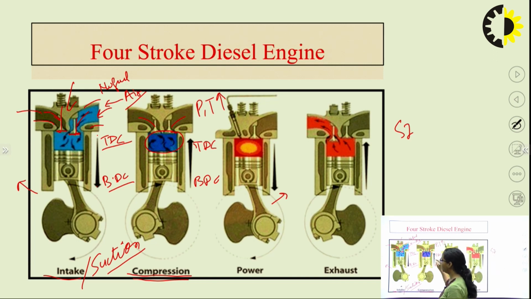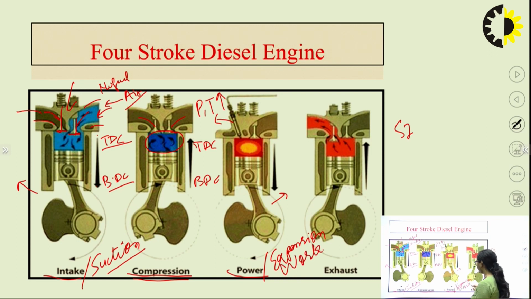Now as the end of compression is reached, it comes to the third stroke, that is the power stroke, or we generally call it the expansion or working stroke. Now a fuel injector is provided in the CI engine. Remember, a spark plug is provided only in the case of SI engine, but when we talk about CI engine, then a fuel injector is provided. The fuel injector is used to supply the fuel.